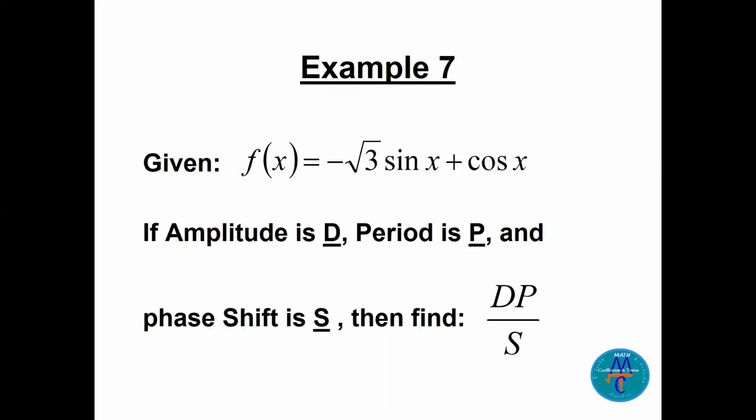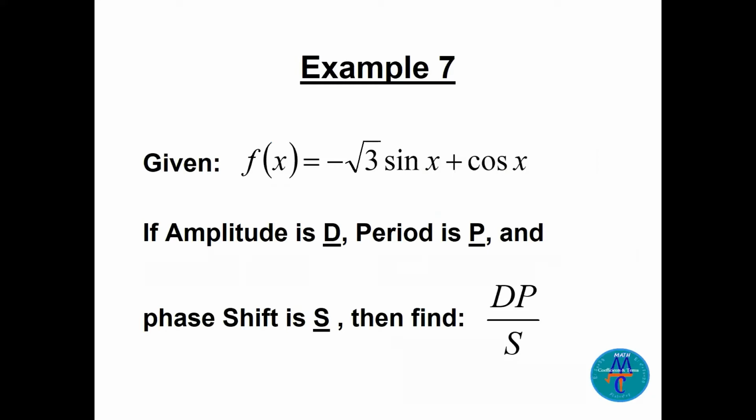nice example on reduction. Given this function, minus square root of 3 sine of x plus cosine of x, if the amplitude is capital D, the period is capital P, and the phase shift is capital S, find DP over S.